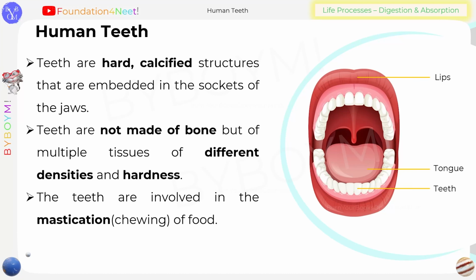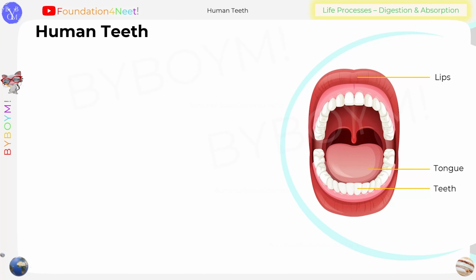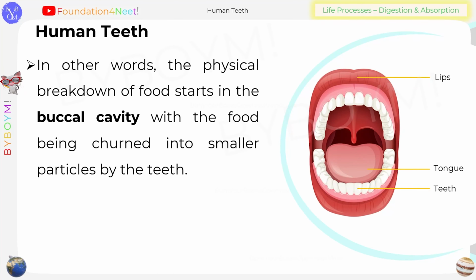Now, what is the purpose of breaking down this food? What is the purpose of chewing? What is the purpose of mastication? Then you will say that we want to break large particles of food into smaller particles. And this is where digestion actually begins, in the oral cavity.